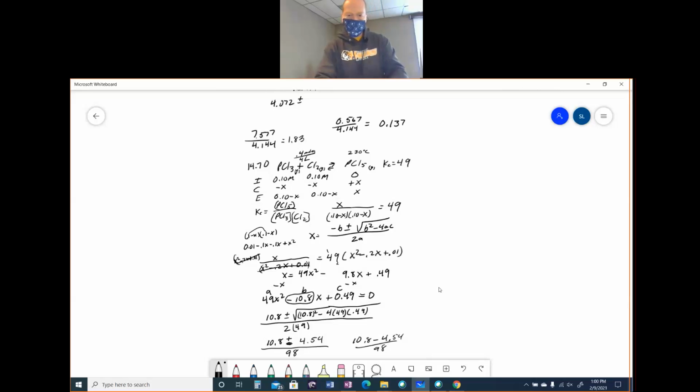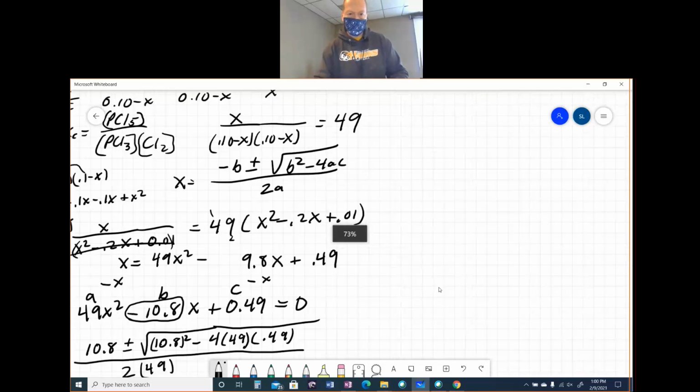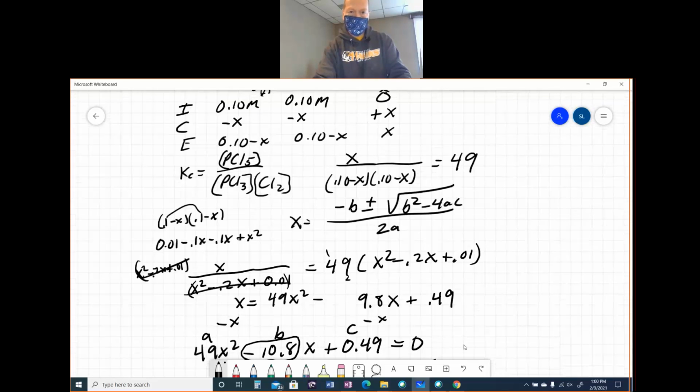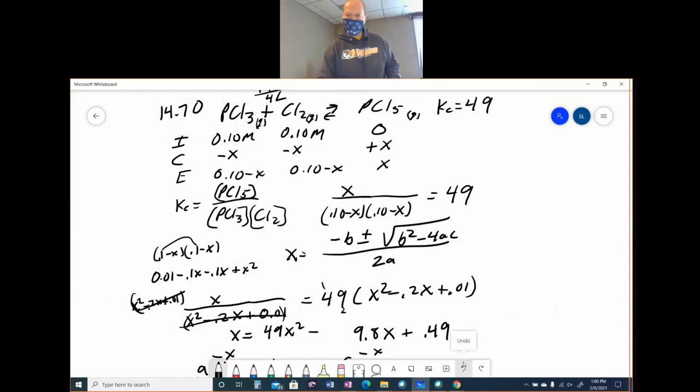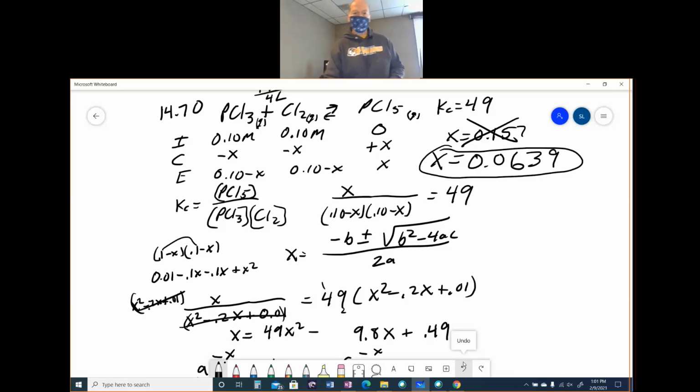All right, so when we see that we have a 0.1 minus x, and we have an x value that can be a 0.157, 0.1 minus 0.157 gives us a negative concentration. That is an invalid answer. And so your answer is the other x value, which is a 0.0639. So there is your x value.